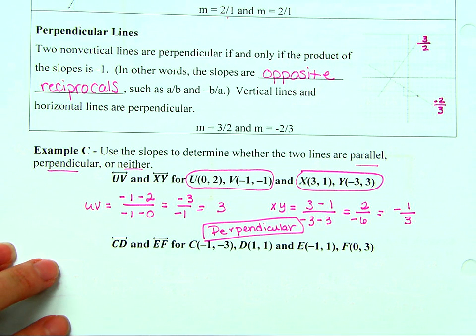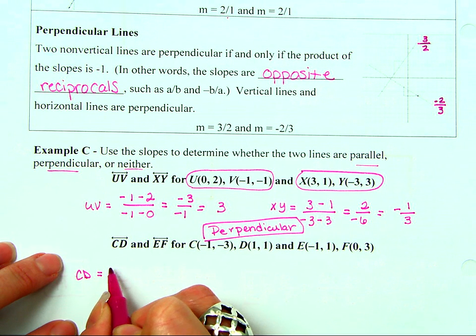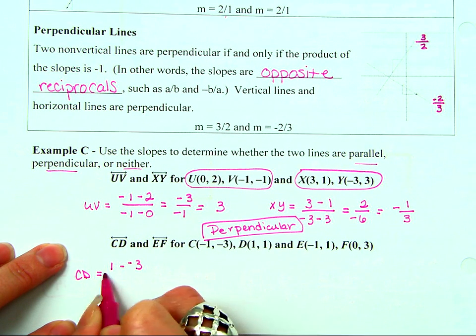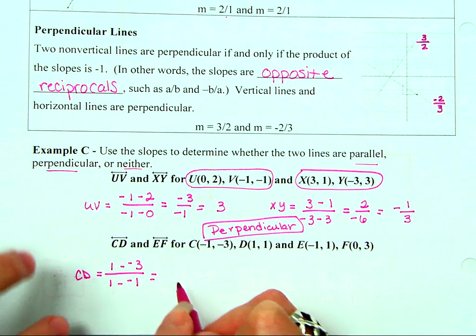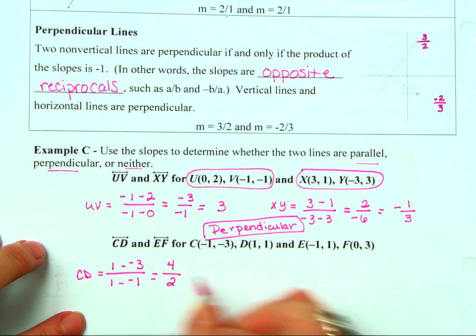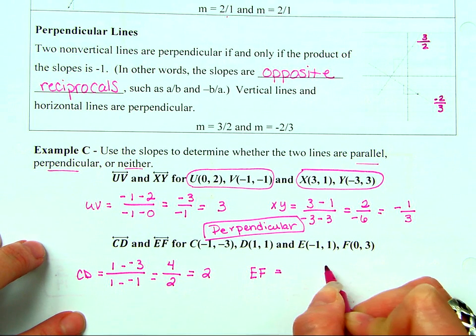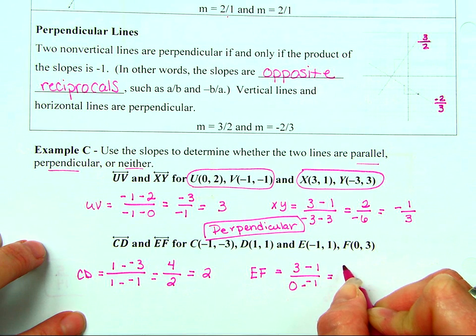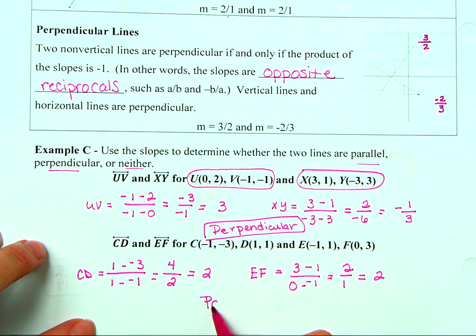If I take a look at the second one, I am comparing line CD and line EF. Four over 2, I can see that the slope is 2. And 2 over 1, the slope also comes out as 2. 2 and 2, the slopes are exactly the same. That must tell me that these lines are parallel.